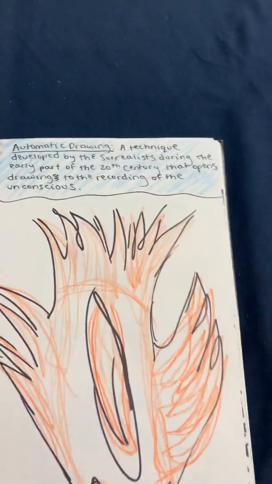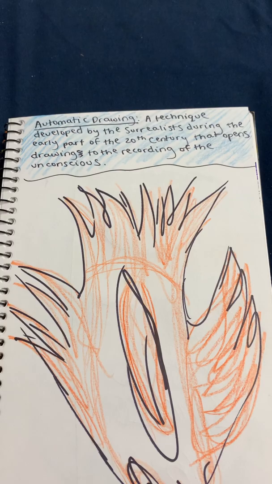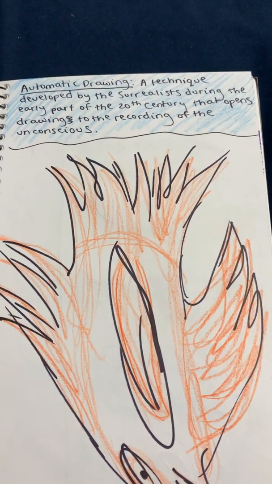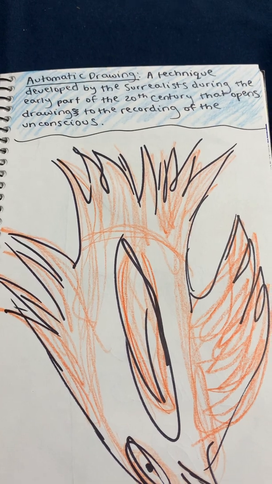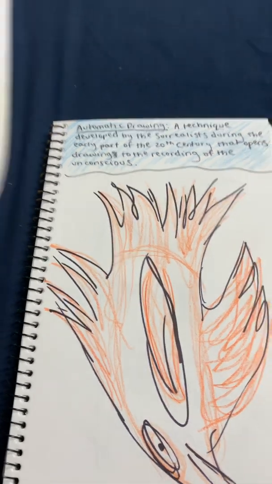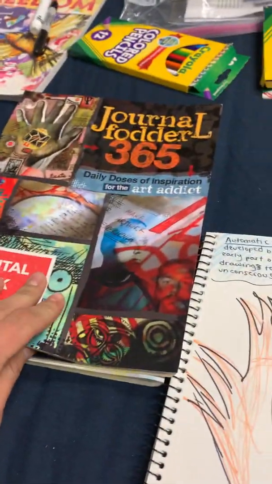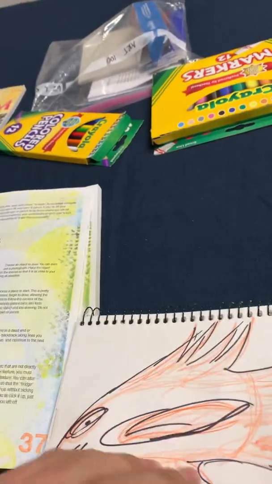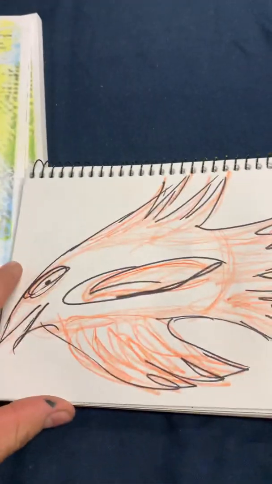So the first one was an automatic drawing. It's a technique developed by the Surrealists during the early part of the 20th century that opens drawing to the recording of the unconscious. So essentially what it had stated in our journal fodder book was basically you're able to create your picture sporadically, super quick.